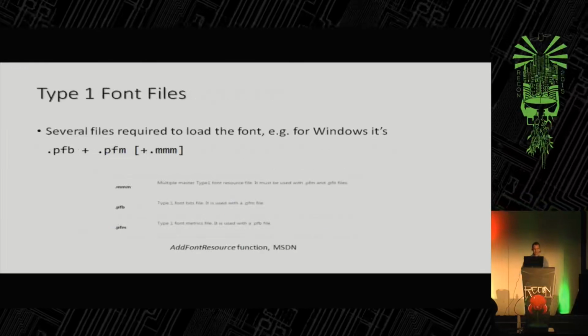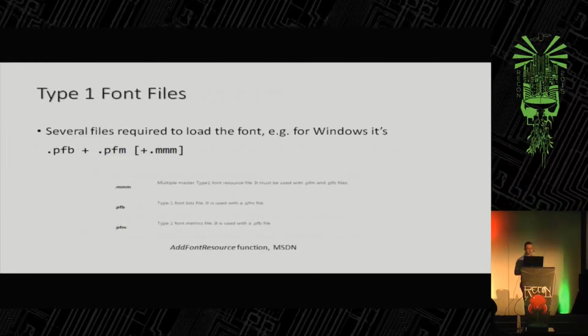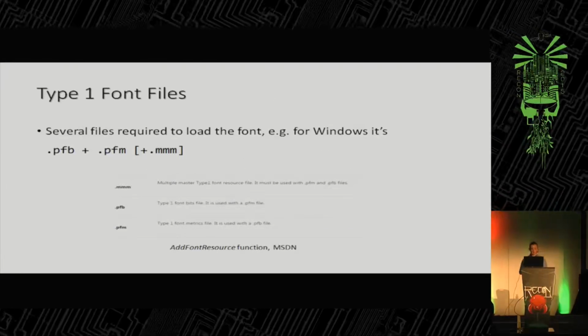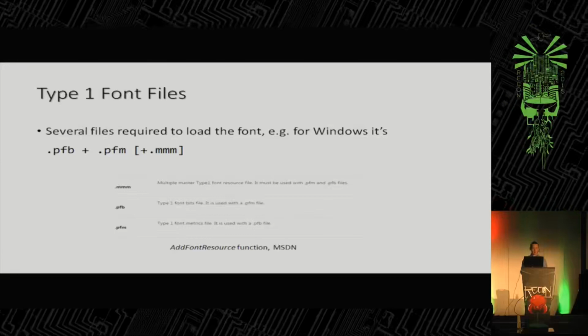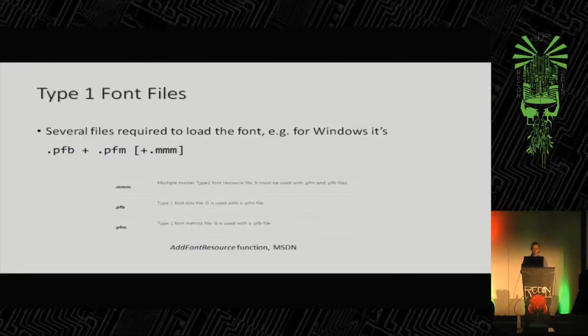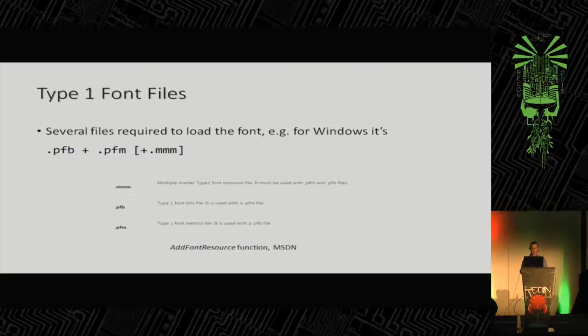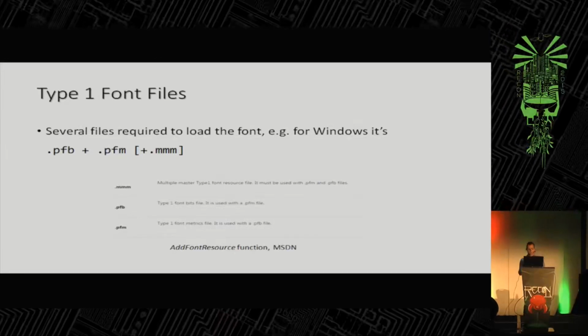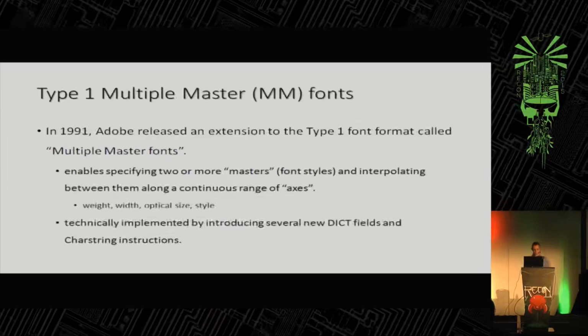Another interesting property of Type 1 fonts is that there have to be at least 2 files in order to load them, at least in the Windows system. So we need a PFB file, which is basically the core of the font, and we have the PFM file, which is the metrics file. And there is also a third file that is optional, which is related to multiple master fonts.